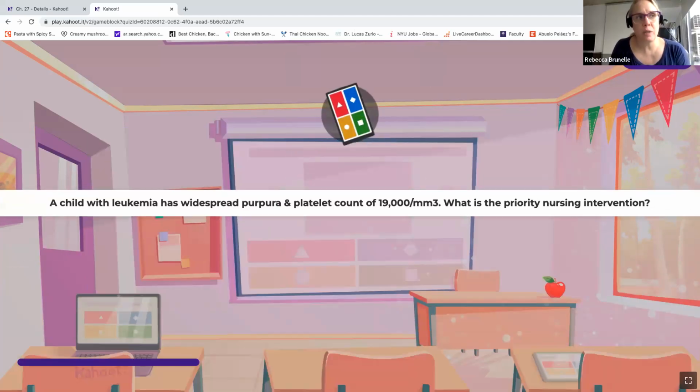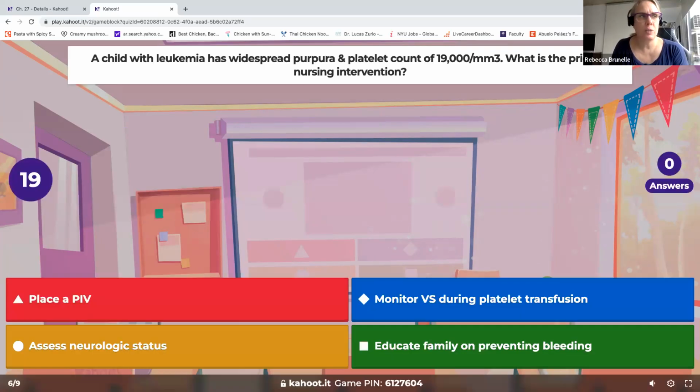So a child with leukemia has widespread purpura and a platelet count of 19,000. What is the priority nursing intervention? So we didn't talk about leukemia, but any patient with a platelet count of 19,000, what is your priority intervention? Place a PIV, assess the neurological status, monitor vital signs during a platelet transfusion, or educate the family on preventing bleeding.